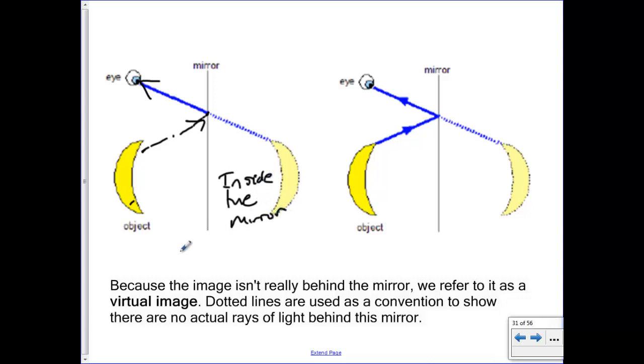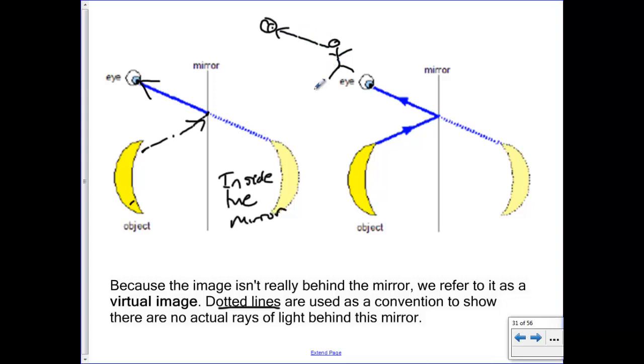So we have a convention for that. We use dotted lines whenever we're talking about inside a mirror, because there's no actual rays of light behind the mirror. There is not an object right here that light is coming off of and bouncing towards your eyes. Let's say that it was just your eyeball right here and there was no mirror and your friend was standing right here. You can see your friend because light will bounce off of your friend and go directly into your eye. Does that make sense?